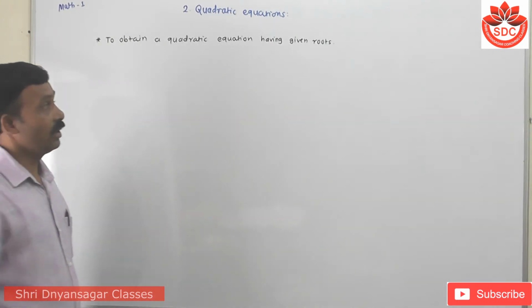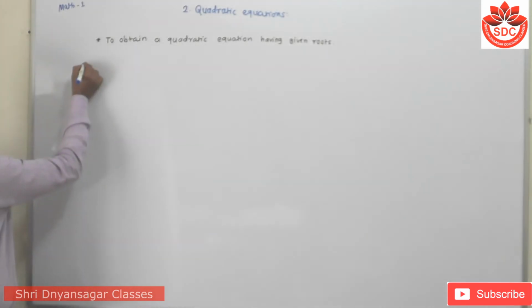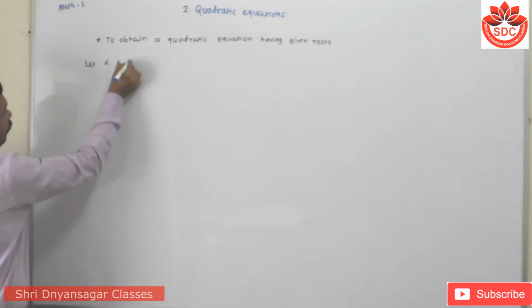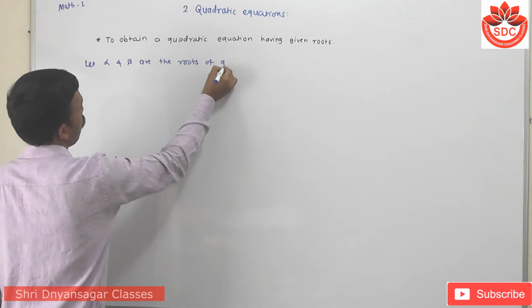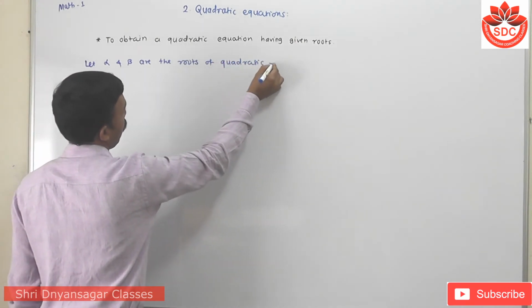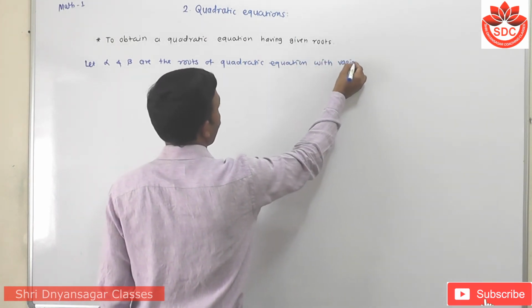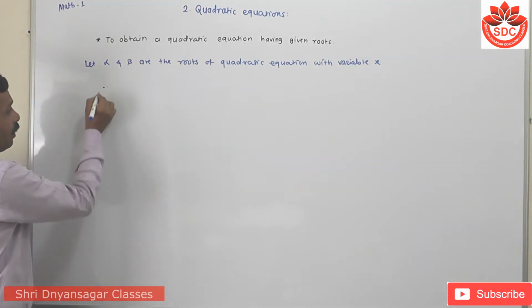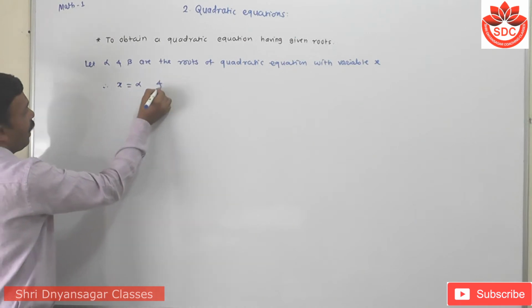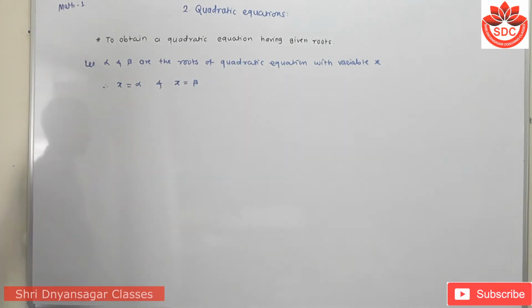To obtain a quadratic equation having given roots, that is, the roots are given. Suppose alpha and beta are the roots of the quadratic equation with variable x. Therefore x is equal to alpha and x is equal to beta, because these are the roots of the quadratic equation.